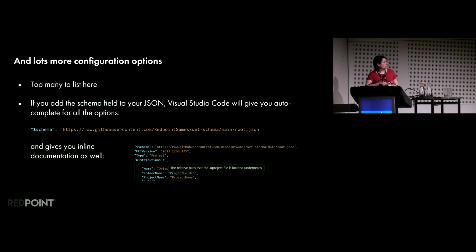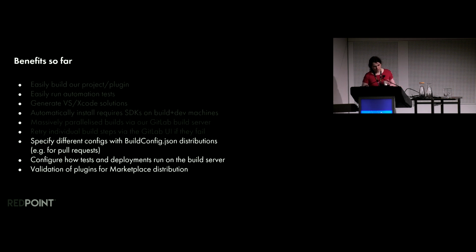I should say that the schema actually checks for the UET version and then loads the schema specific for the version of UET you're using, and the deployment process of UET itself automatically updates this schema, so the moment you use a new version, you'll have all the documentation and autocomplete updated as well. So now we can specify different configurations with buildconfig.json distributions. We can configure how tests and deployments run on the build server, and we can validate plugins for marketplace distribution.